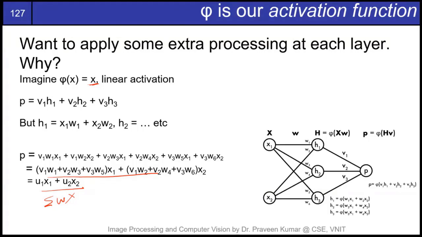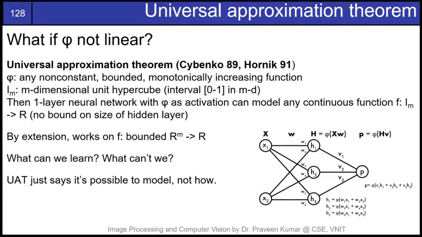That means your activation function has to be a more powerful function, and it has been proved by some researchers that if phi is not linear, then this kind of neural network can model any continuous function which is bounded. So these are some technicalities, jargon. But in practice, it is possible to model any kind of continuous function using a neural network with an appropriate activation function.